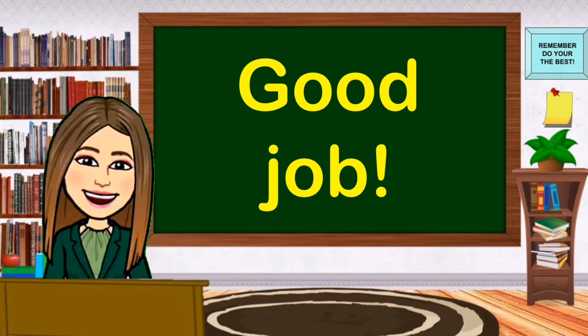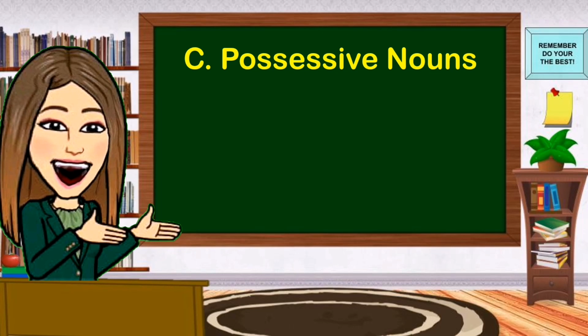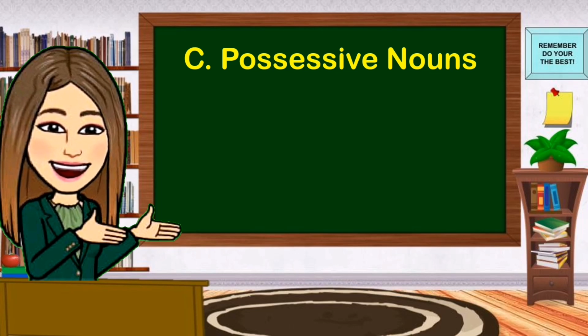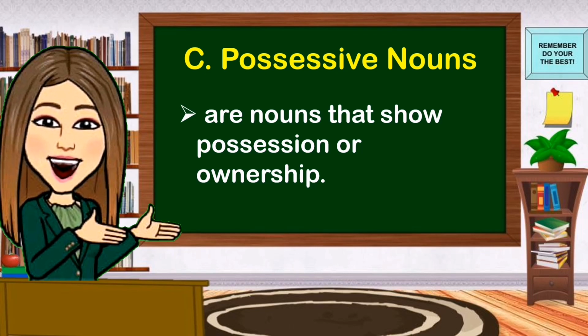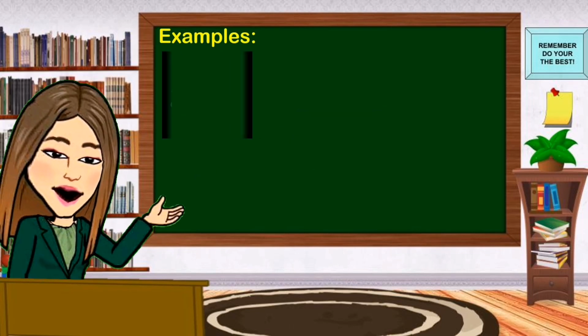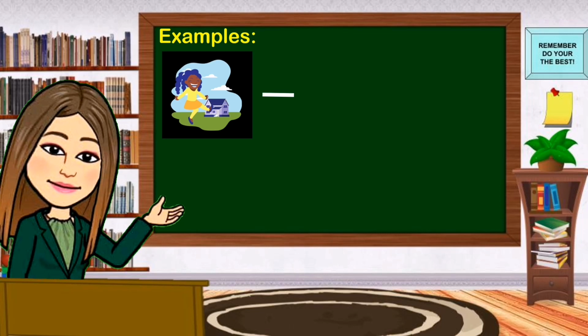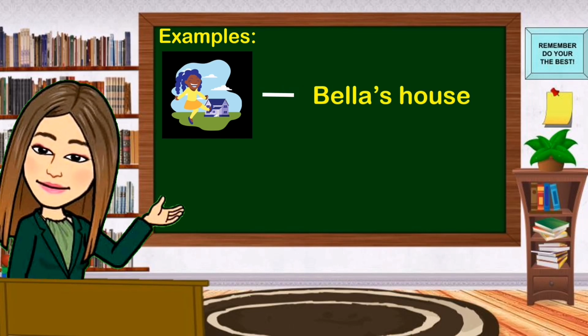Good job! The third kind of noun is possessive nouns. Possessive nouns are nouns that show possession or ownership. Ginagamit ito para ipakita ang pagmamay-ari ng tao o bagay. Examples: Bella's house o bahay ni Bella. So, sino ang may-ari ng bahay?